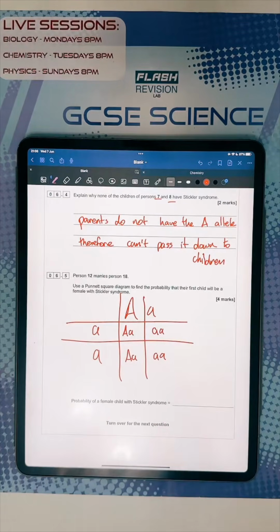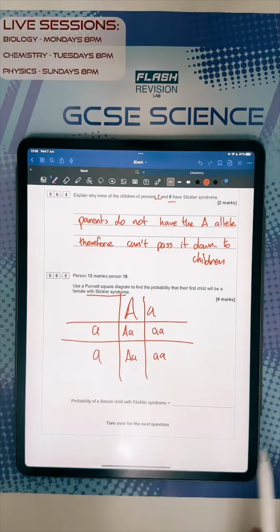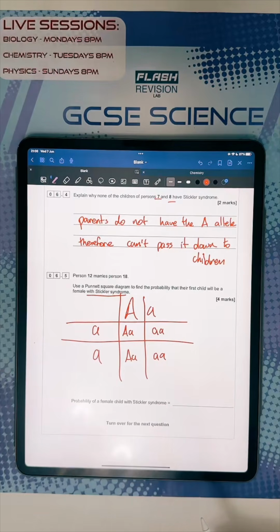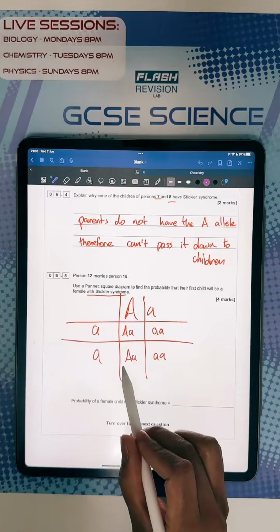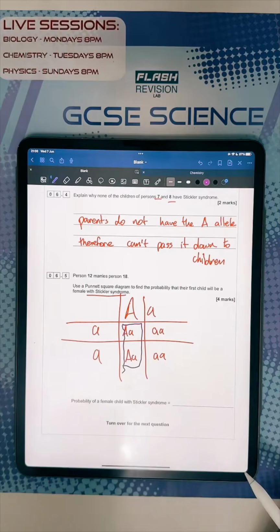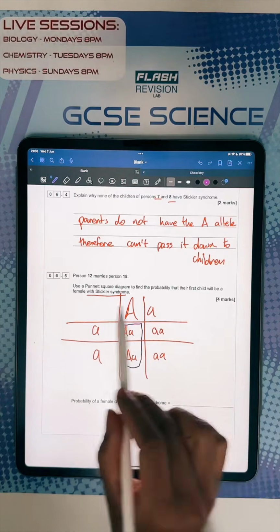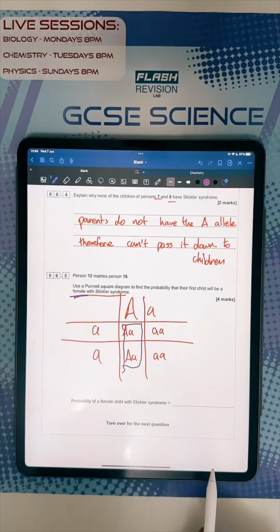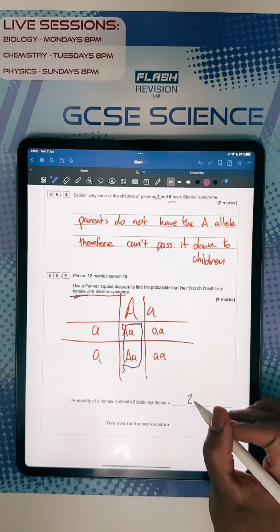What's the probability then? Probability the first child with the syndrome. It's not a half. It's a trick question. Read it carefully. I know why loads of people would put half here, because 2 out of 4 have got the disease, but then it says their first child will be a female with Stickler syndrome. So you half it again. So it'll be 25%.